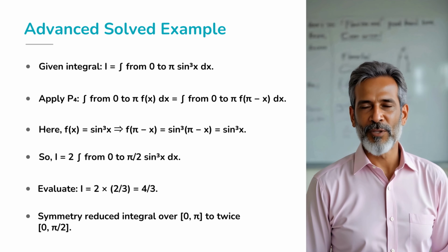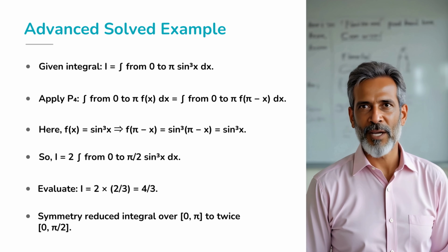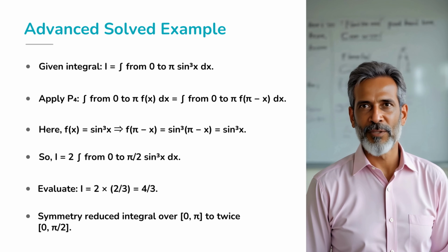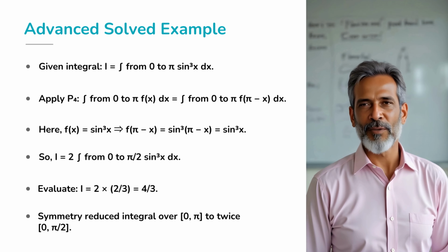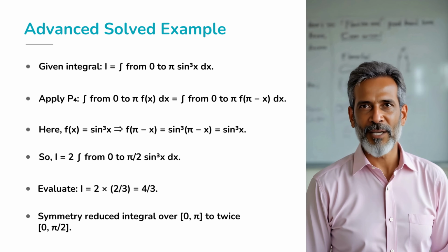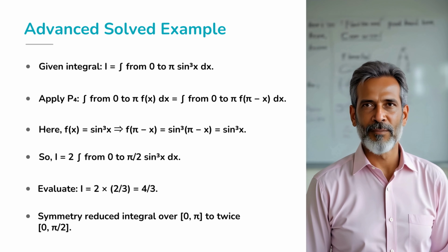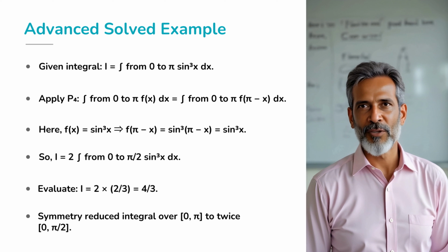Let's apply one property in a real example. Evaluate the integral from 0 to pi of sin³x dx. Let's call it I. By property P4, the integral from 0 to pi of f of x dx equals the integral from 0 to pi of f of (pi minus x) dx. Here, f of x equals sin³x. But sin of (pi minus x) equals sin x, so f of (pi minus x) equals sin³x again. That means the integral is symmetric.